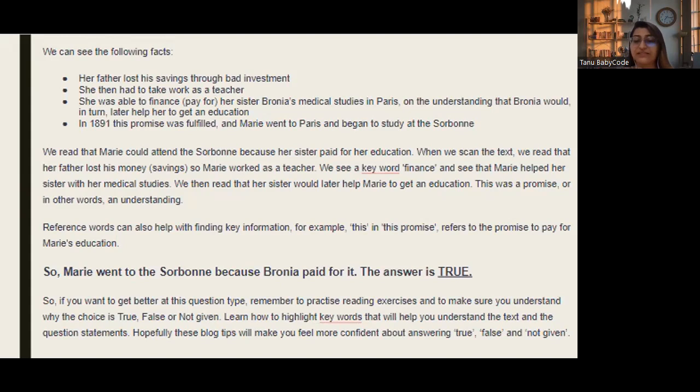This promise refers to the promise to pay for Mary's education. So that means the answer is true, right? Once you start reading your paragraph, look at the facts which are required here, and then you will be able to find the information very carefully and very quickly, and then you can decide your answer and mark your final choice.